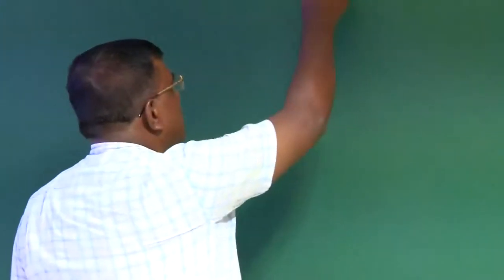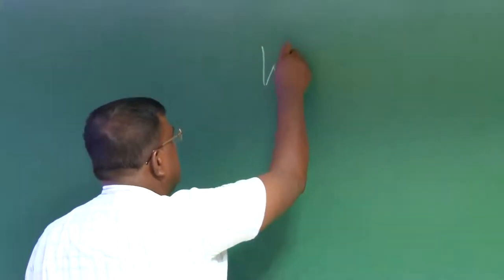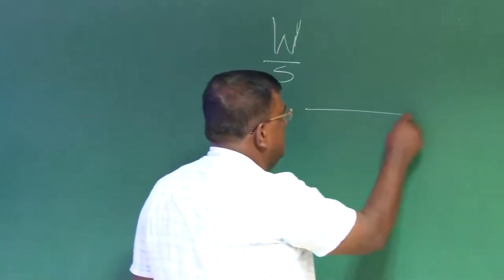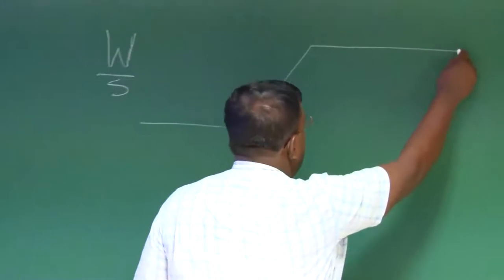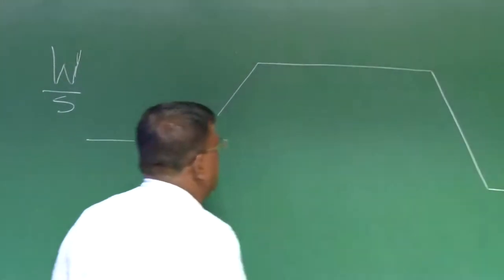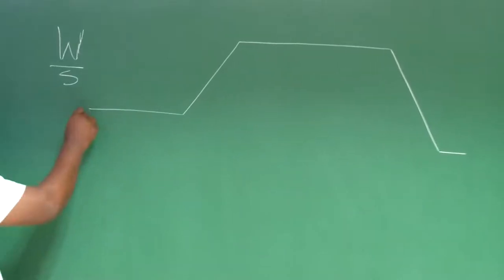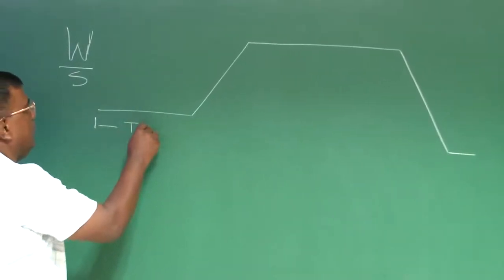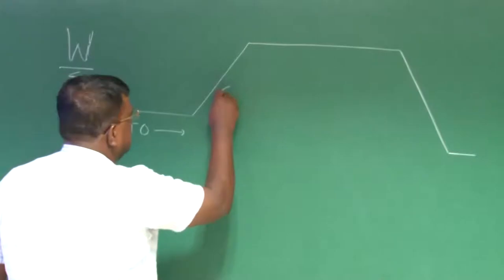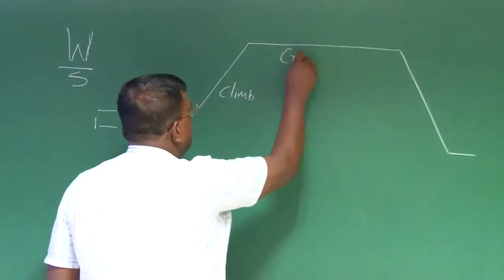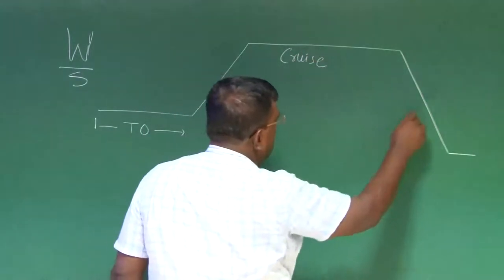And if I try to see wing loading, W by S, and try to see the basic maneuvers or the mission, here I know this is basically warm up and takeoff, this is climb, this is cruise, and this is landing.